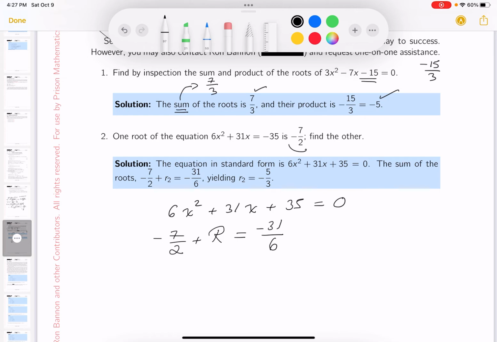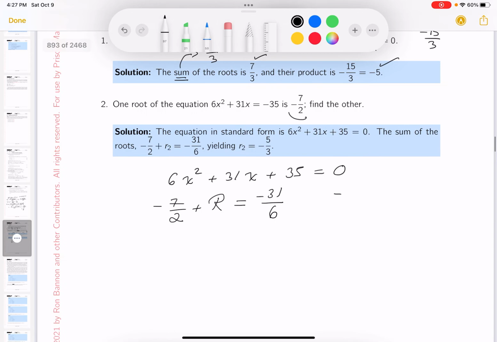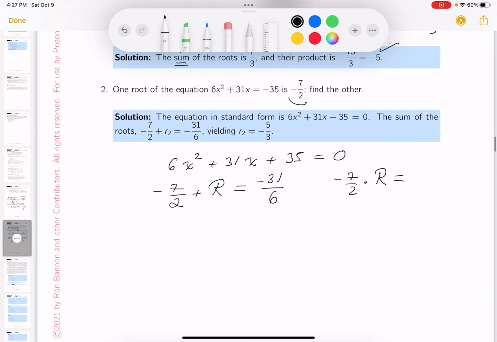All right, let's say you did the product. I'm going to write that down for you. We're doing the product of the roots over here. Minus 7 halves times r is supposed to be equal to, well, they say c over a, right? What's c? 35. What's a? 6.